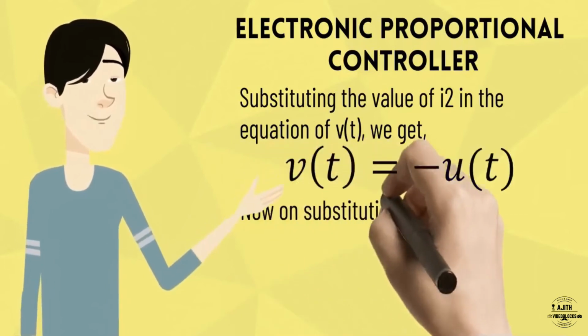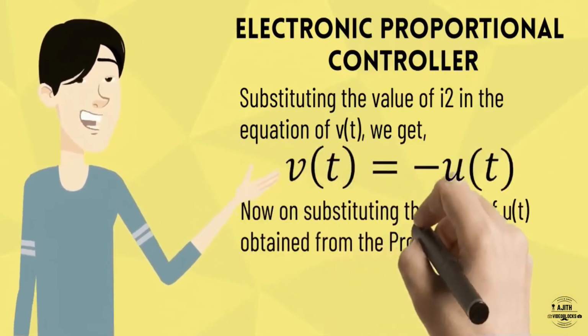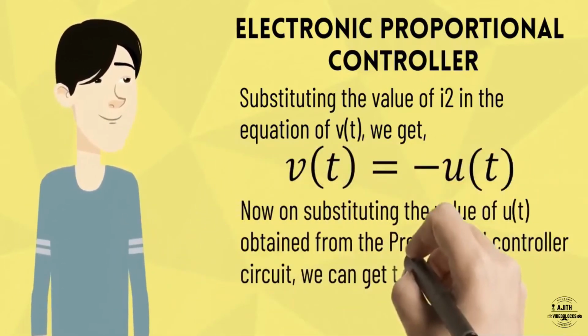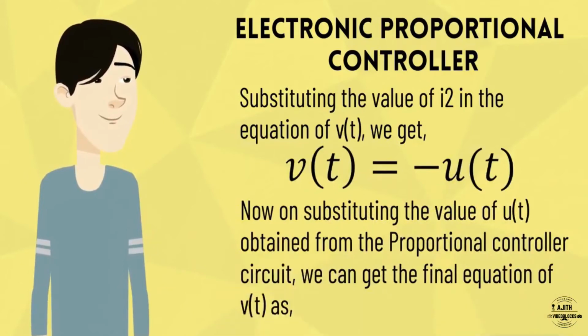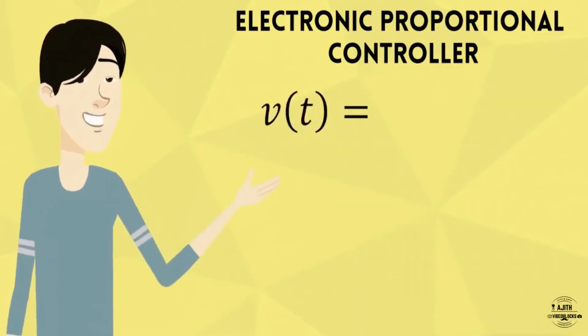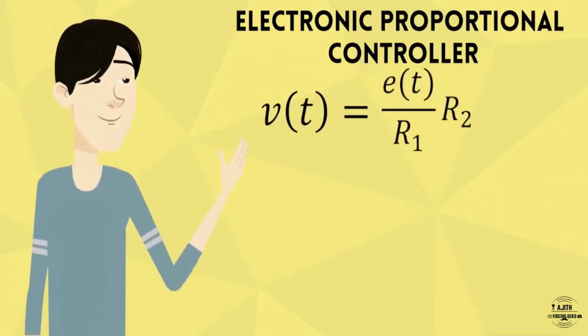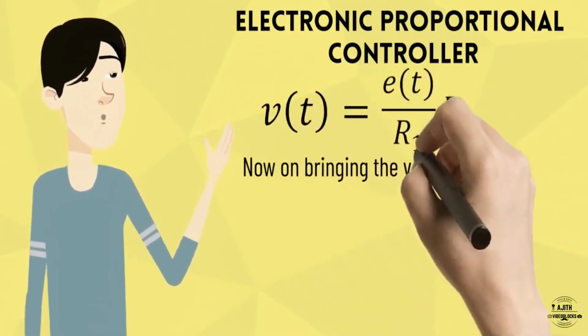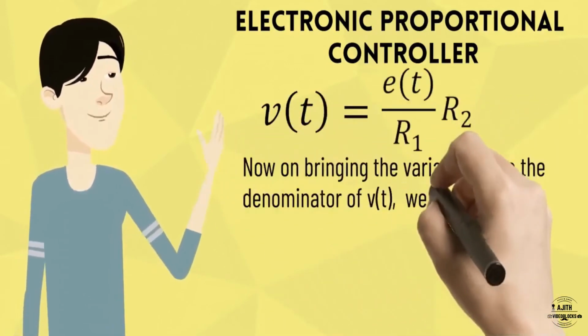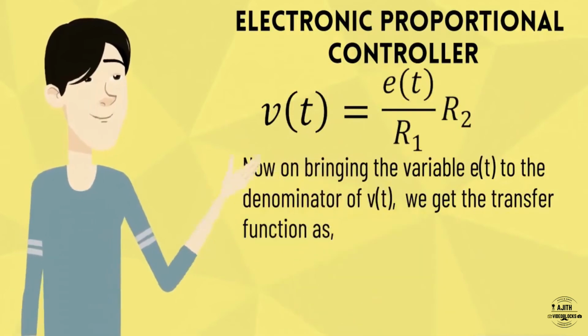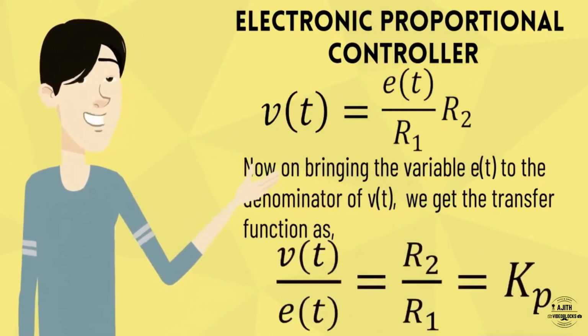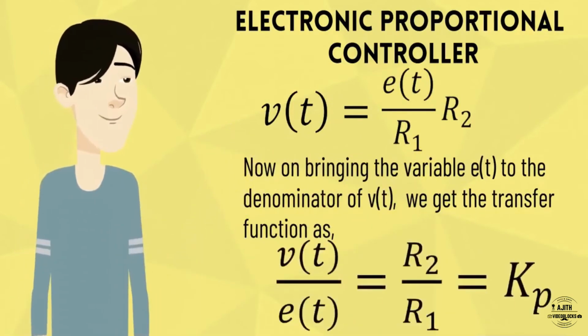Now on substituting the value of U of t which has been obtained from the proportional controller circuit, we get the equation as V of t is equal to R2 by R1 into E of t. Now on bringing the variable E of t to the denominator of the equation V of t, we get the transfer function as R2 by R1 which is equal to the proportionality constant Kp.